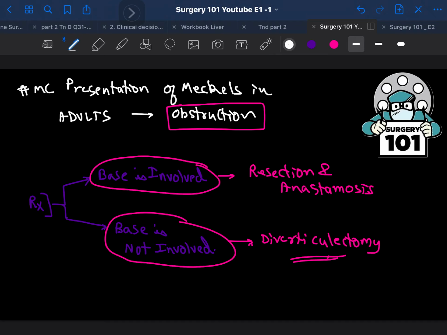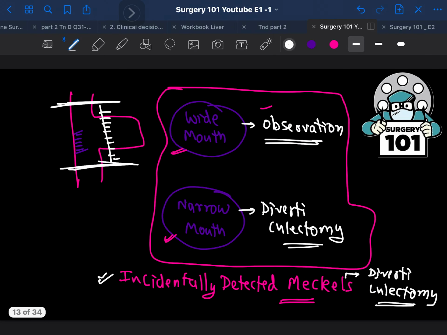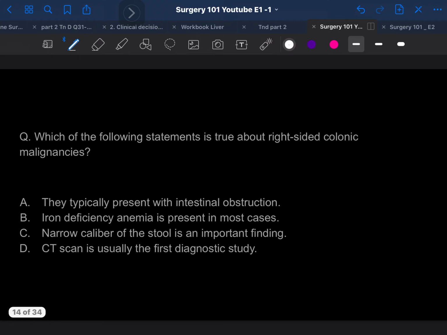If the base is not involved, you have to go in for a diverticulectomy. Now I told you that for an incidentally detected Meckel's diverticulum, if it is a wide mouth, you have to go in for an observation. If it is a narrow mouth, you have to go in for a diverticulectomy.